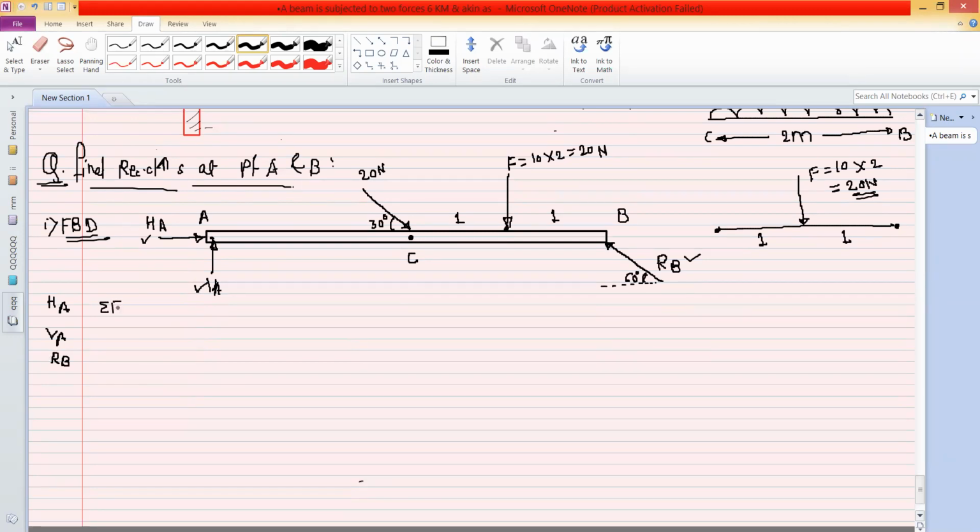The first equation is summation Fx equal to 0. The second equation is summation Fy equal to 0. And then we can use the summation of moments equal to 0. When we use any one equation out of these three, we have to find the point on the beam AB where the maximum unknowns will meet. At this point A, there are two unknowns, HA and VA. These are the reactions and they are passing through the same point. So we can use the third equation, summation of moments at point A, and then we can find the unknown reaction RB.